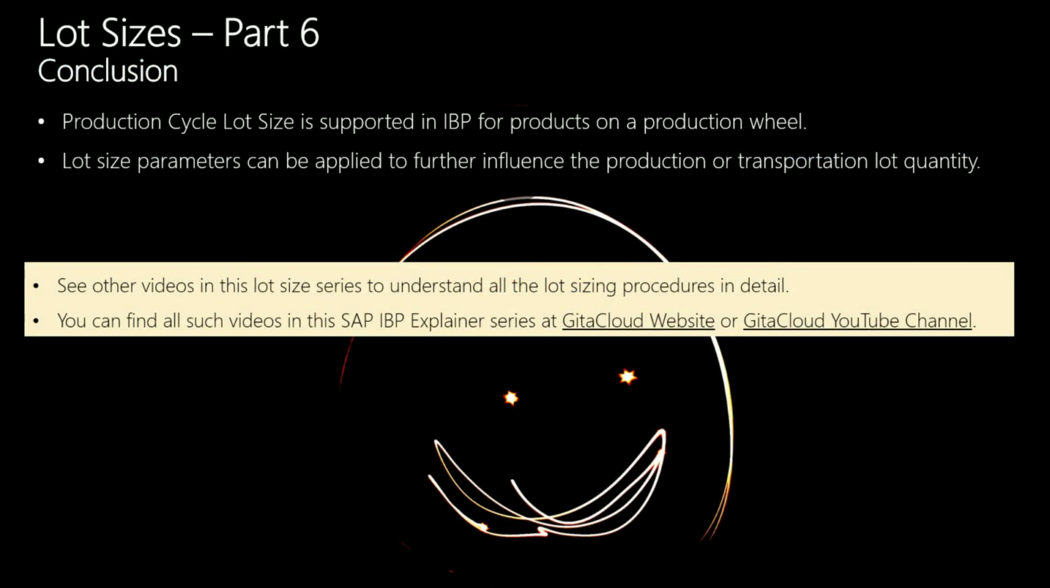In conclusion, production cycle lot size is supported in IBP for products on a production cycle. This helps to cover the entire demand within the production cycle by a single production event. Lot size parameters can be applied to further influence the production or transportation lot quantity. See other videos in this lot size series to understand all the lot sizing procedures in detail.